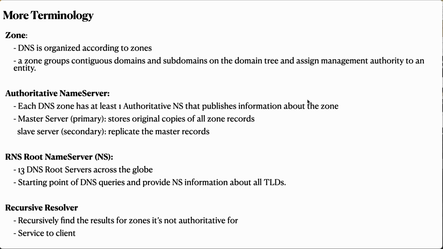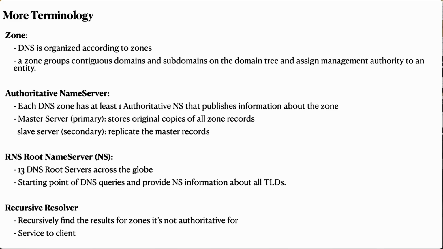First, we have zone. So DNS is organized according to zones. The zone groups contain domains and subdomains on the domain tree and assign management authority to an entity. And we have the authoritative name server. Each DNS zone has at least one authoritative NS that publishes the information about the zone. And it has two categories. One is master, which stores the original copies of all zone records, and also slave, which is just doing the replicate of the master records.